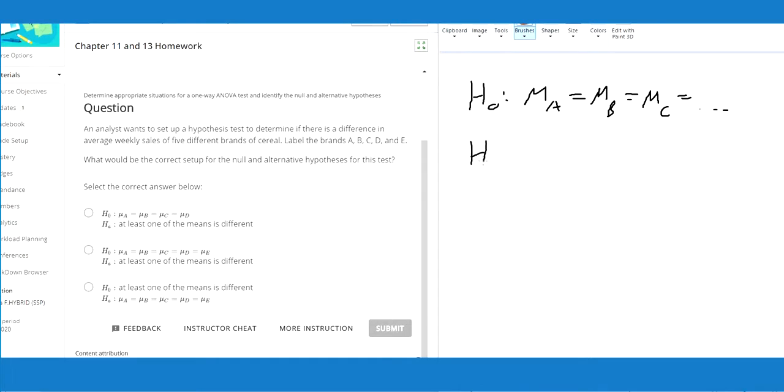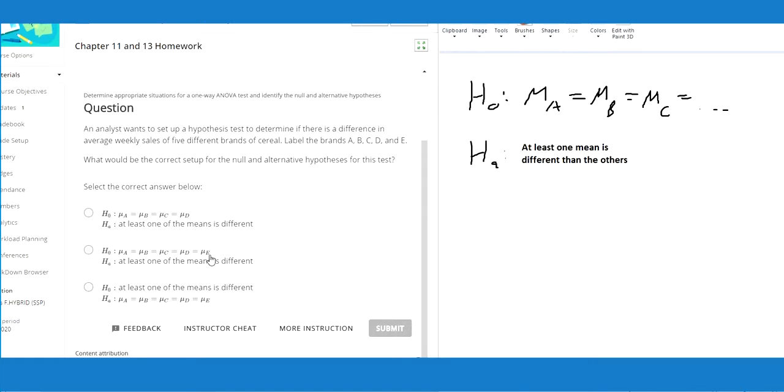What we're trying to find evidence for is that at least, we can't really do this in symbols, so we say in words, at least one mean is different than the others. Okay, it could be more than one mean. Could be like one mean is significantly higher, one mean is significantly lower. There's further testing you could do. But what would be the correct setup for the null and alternative hypotheses for this ANOVA test?